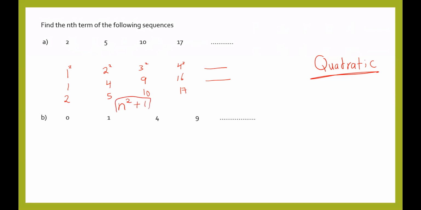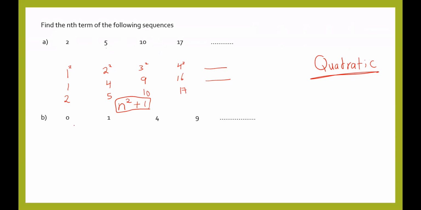So this is the nth term by comparison with the square numbers. You can make sure: 1 squared is 1 plus 1, it's 2. 2 squared is 4 plus 1, it's 5. Then 3 squared is 9 plus 1, it's 10. 4 squared is 16 plus 1, it's 17. So this is the nth term.